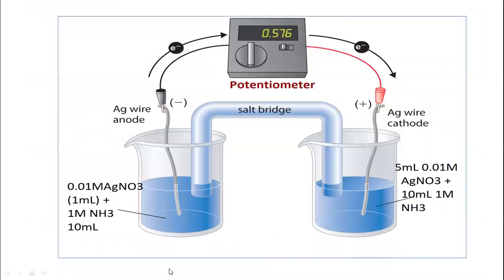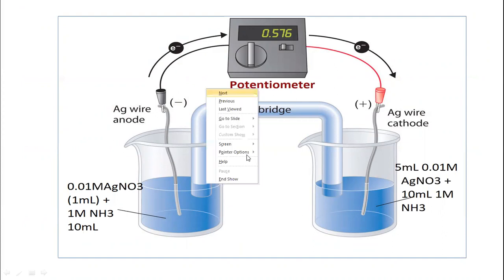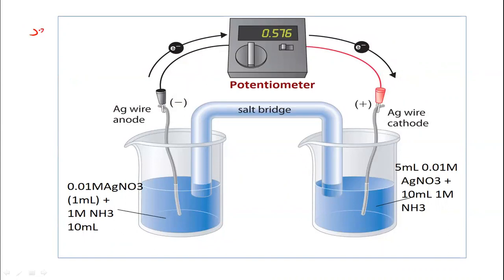This is the concentration cell. This cell is called a concentration cell. This is set first. So in set first, what happens here? The concentration of silver nitrate will vary. The concentration of silver nitrate is different, while the concentration of ammonia is the same.